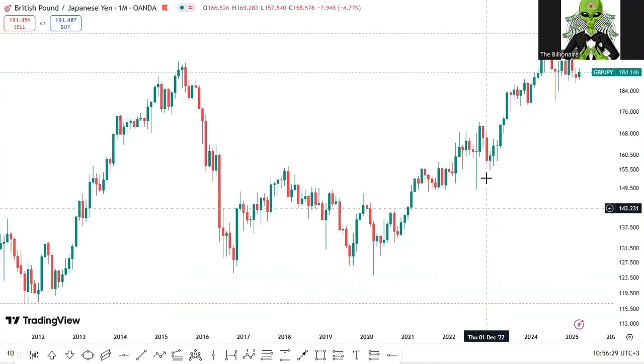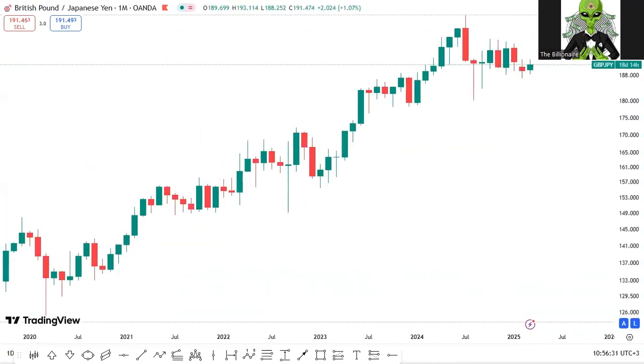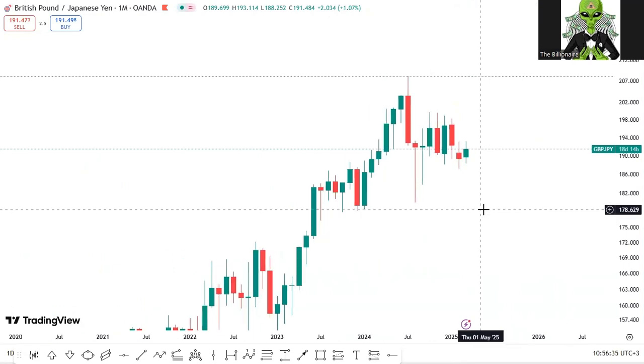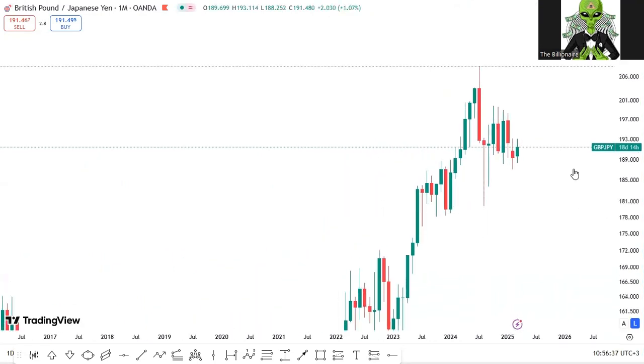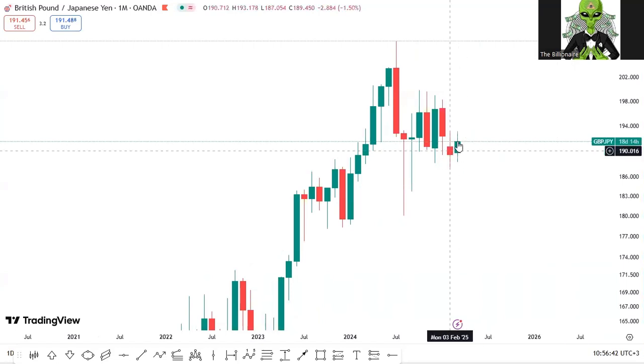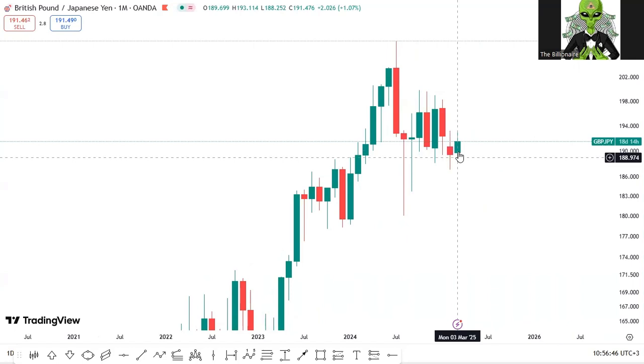Now, on the monthly time frame, GBPJPY is currently in an uptrend, as seen by this price movement right here. And we can see that we are currently in the beginning of the new month, and price action is bullish, as seen by this bullish monthly candle.